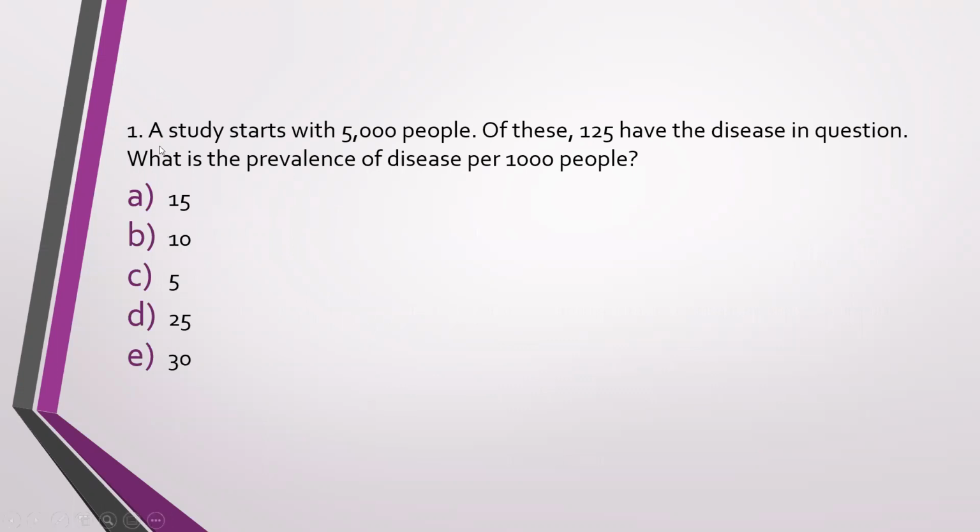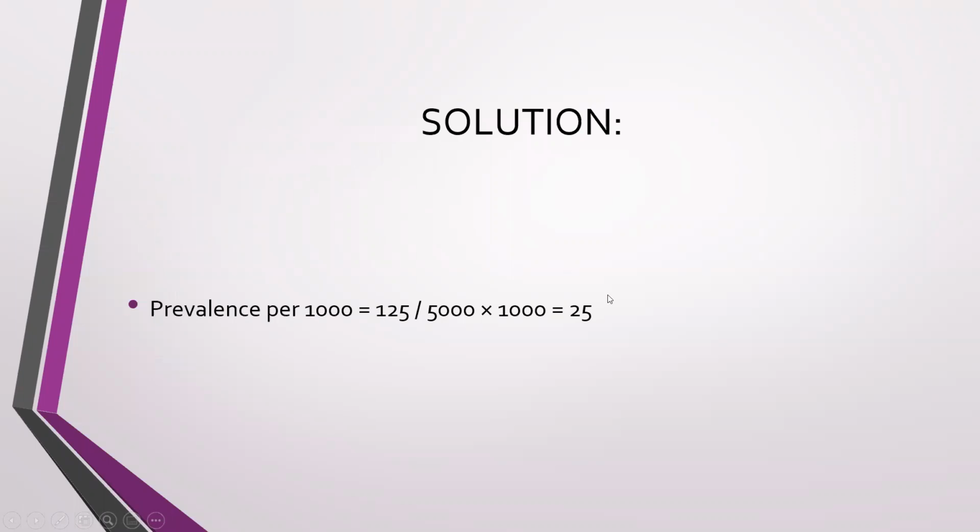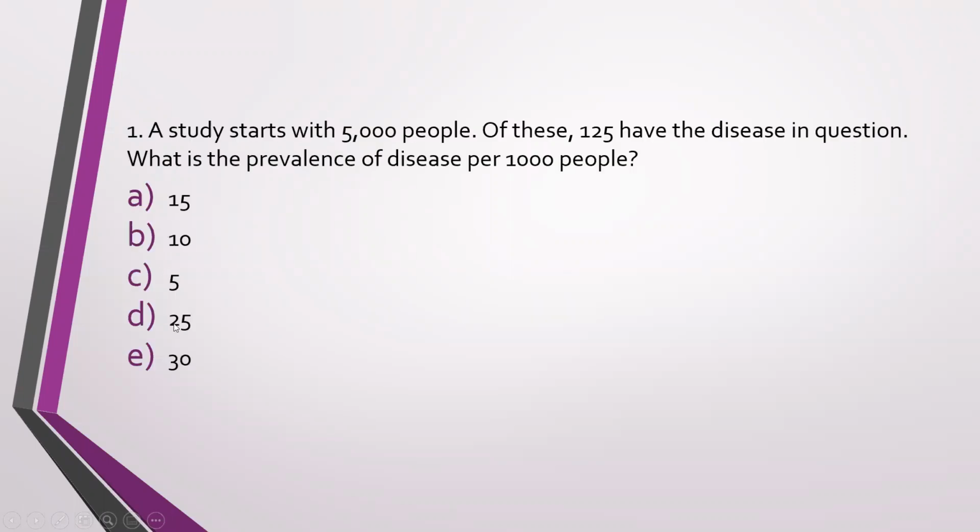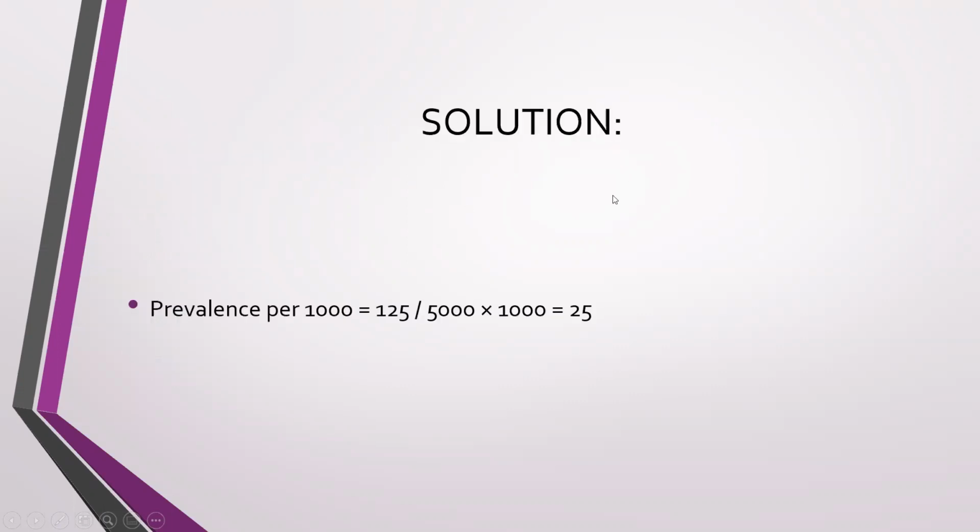First one is a simple one. A study starts with 5,000 people, and of these 125 have the disease in question. So how can you calculate the prevalence per 1,000 people? Any idea? Peter? It would be 125 divided by 5,000 times 1,000, and the answer is 25. So the main concept is that whenever we have a starting population and a total number of disease cases, we simply divide and multiply by 1,000.